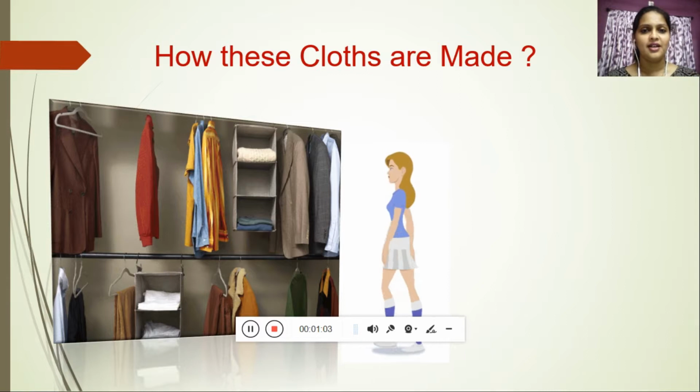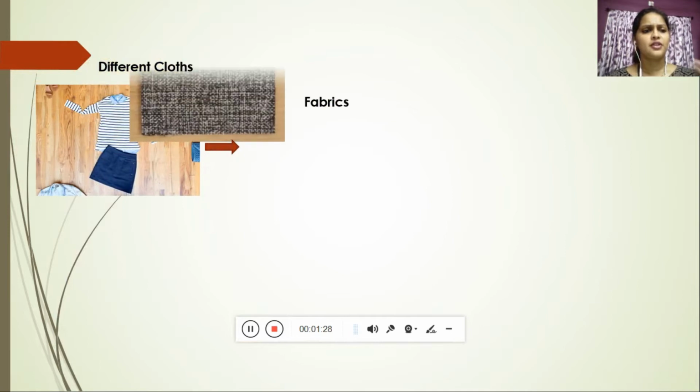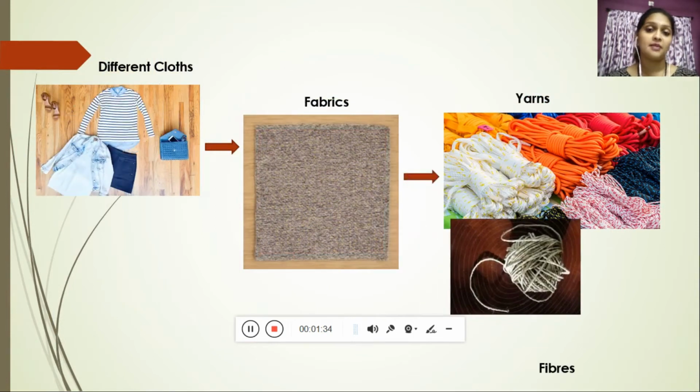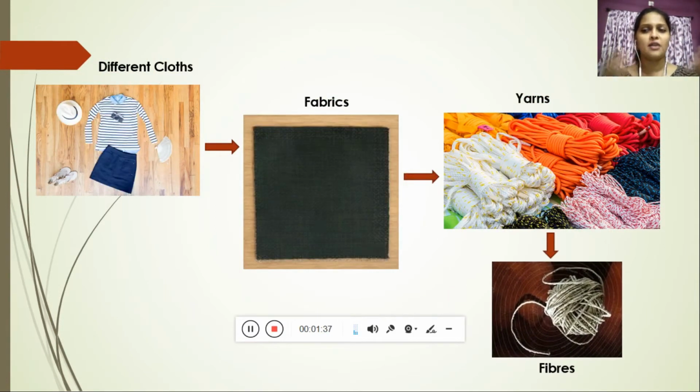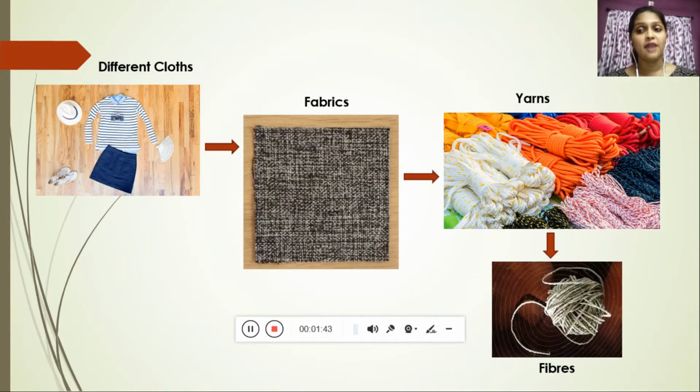Here, let's see how different clothes are made from fibers, yarns, fabrics. Clear? From fiber to yarn, yarn to fabric, and then comes your different varieties of clothes. Different clothes are made from different fabrics. Different fabrics are made from single or many yarns. And each yarn is made from many fibers.